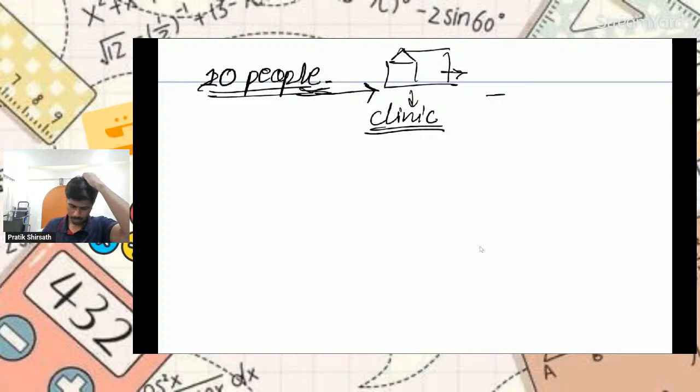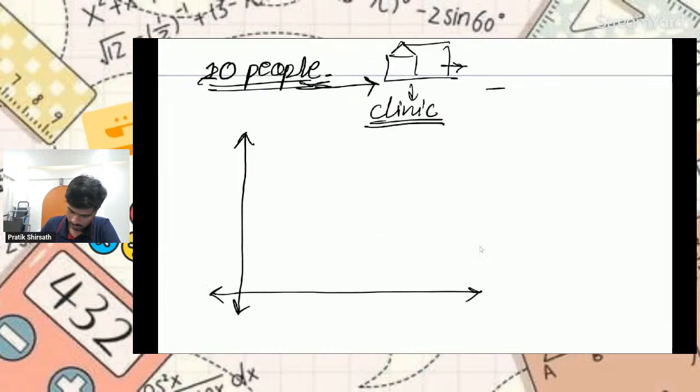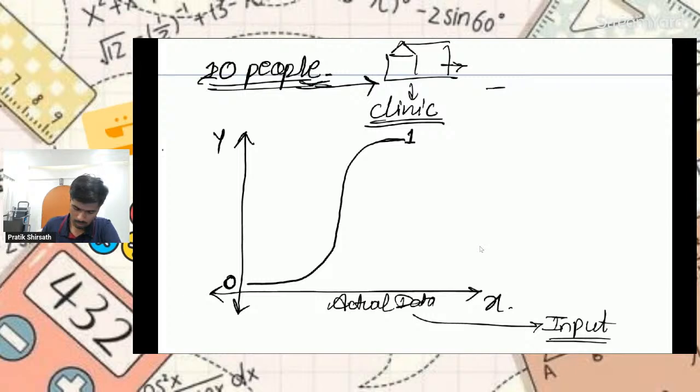Now there are some tests. Let me draw a regression graph on that. A linear regression graph in which an S curve is there. It did not come out well, let's draw it properly. Yeah, so the highest value is 1, the lowest value is 0. This is the y-axis, this is the x-axis. This is the actual data, more like input. This is the predicted data.